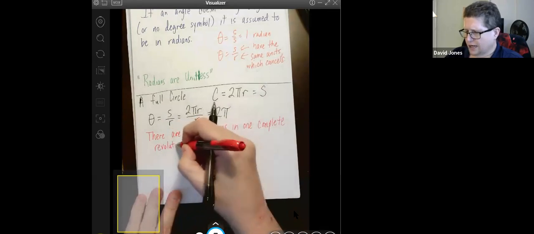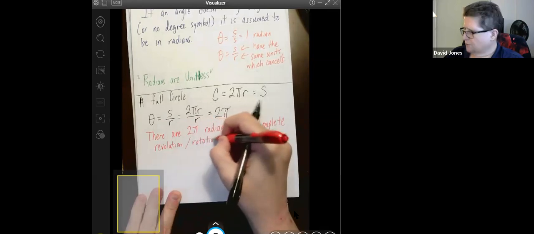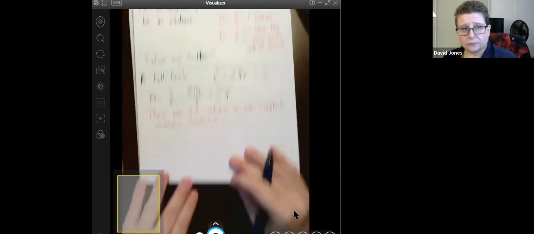Or rotation. People use words for both of them. And what does that tell us? How does that relate to degrees?